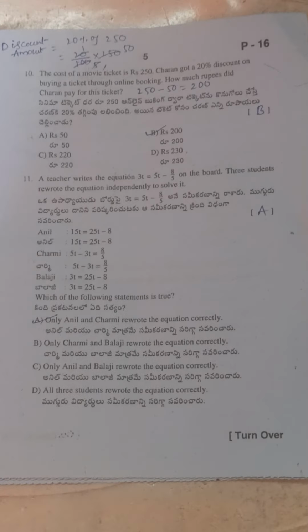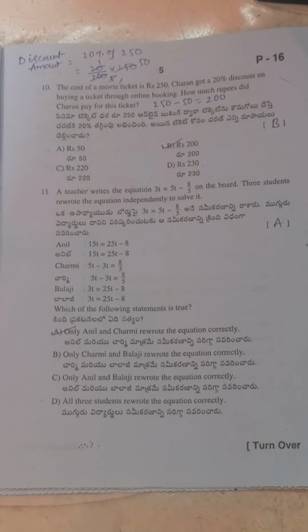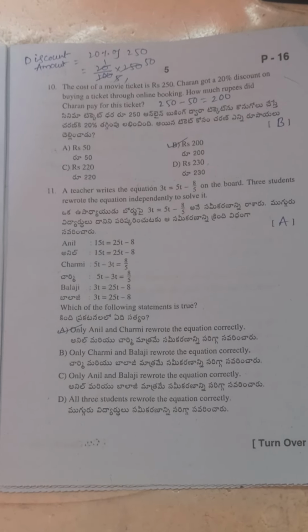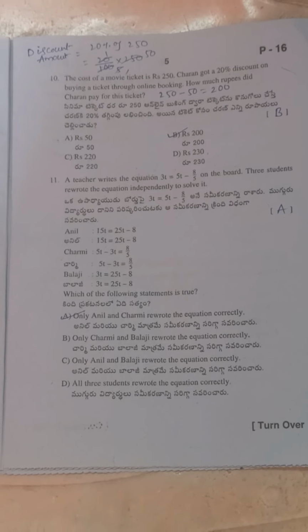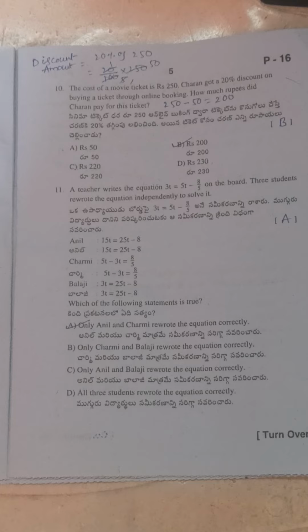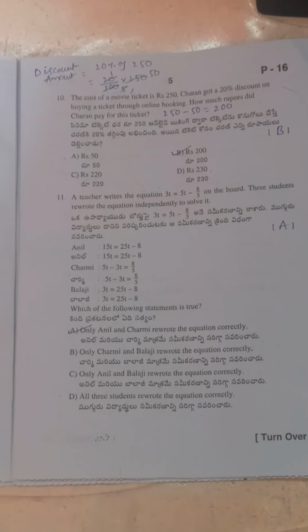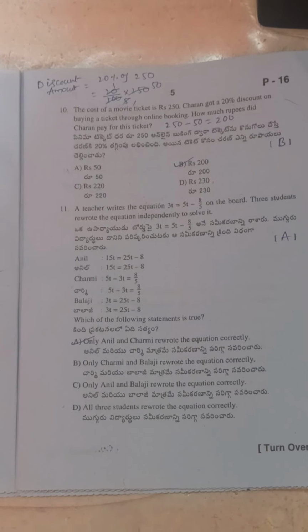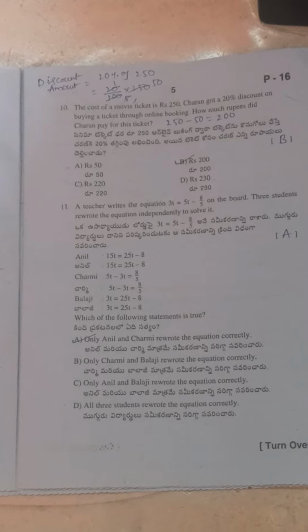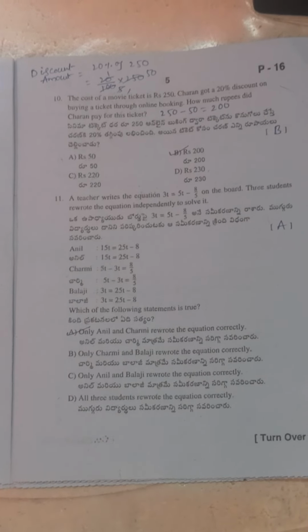Next, the cost of a movie ticket is 250 rupees. Charan got a 20% discount on buying a ticket through online booking. How much rupees did Charan pay for this ticket? So the marked price is 250, the discount is how much? 20%. 20% of 250 is equal to how much? 50. So how much is the pay amount? 250 minus 50 is equal to 200. So what is the option? B.